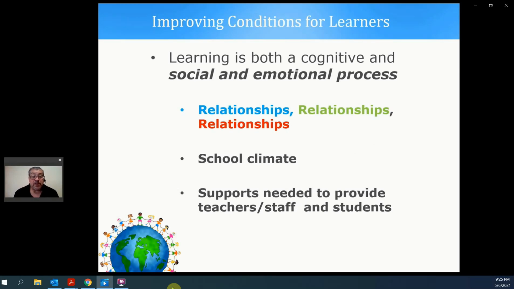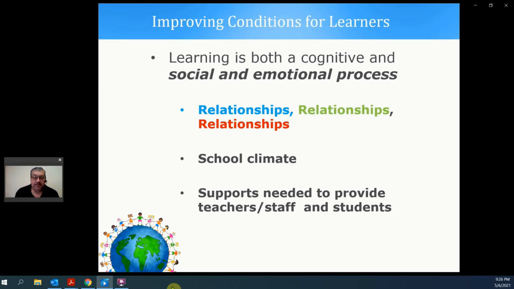Improving conditions for learners. Learning is both a cognitive and a social emotional process. And it's relationships. Again, I cannot stress how important it is to learn about your students and their mannerisms, their weaknesses, their strengths, and maximize their strengths and minimize their weaknesses.